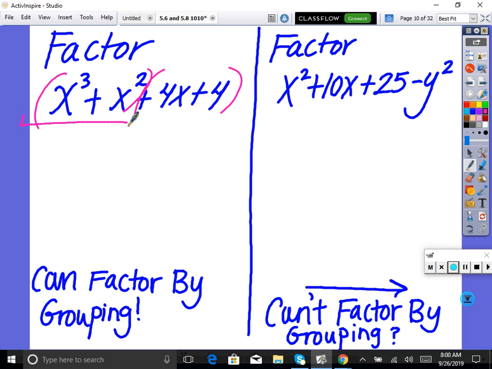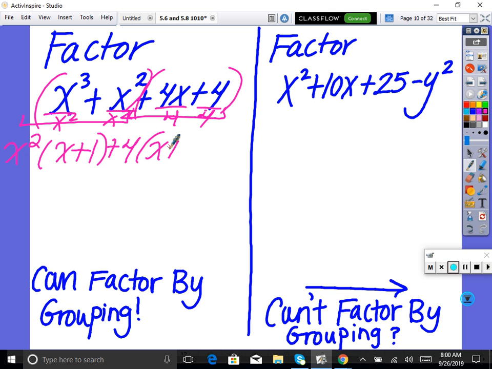So watch me do this one. Just a reminder. Pull out x squared, divide by x squared, divide by x squared. Left is x plus 1. Pull out a positive 4. Left is divide by 4, x plus 1, pull out x plus 1. Now guys, if this wasn't the same, wouldn't I have to stop and say it doesn't factor by grouping? Okay, so these divide out. Left is x squared plus 4.